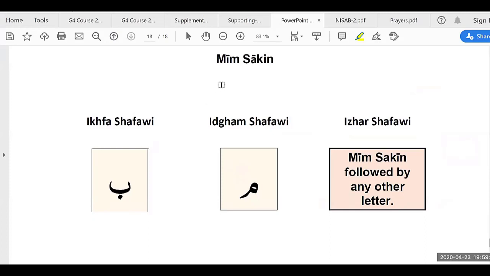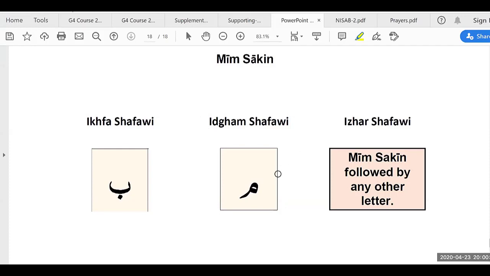So recently we covered the rules concerning meme sakin, and there are 3 rules concerning meme sakin. So first of all, if meme sakin is followed by the letter ba, we have to perform ikhfa shafwi. So shafwi just means labial because it is concerning the lips. So for ikhfa shafwi, we have to simply do a 2-second elongation with a soft nasal sound. So the sound of meme will be prolonged for 2 seconds with soft nasal sound.